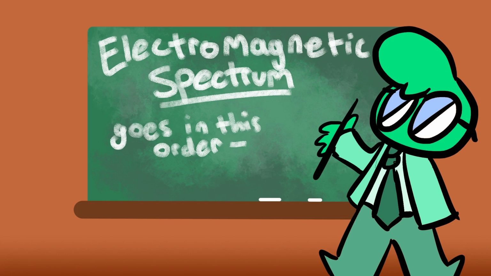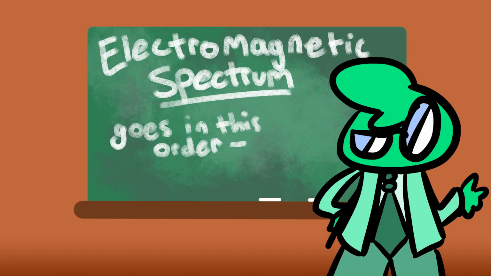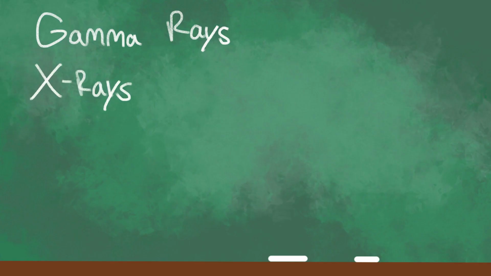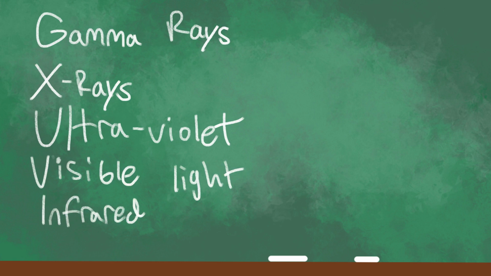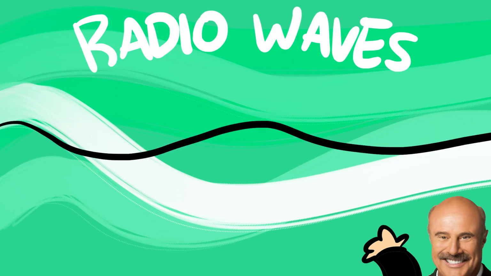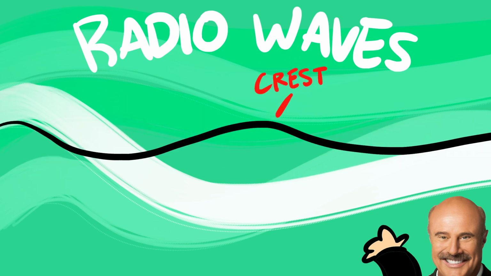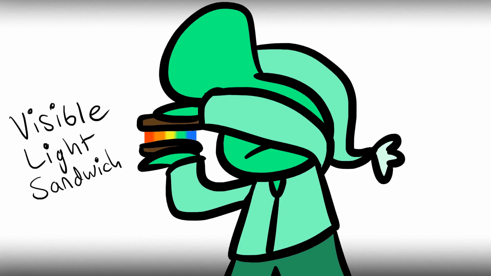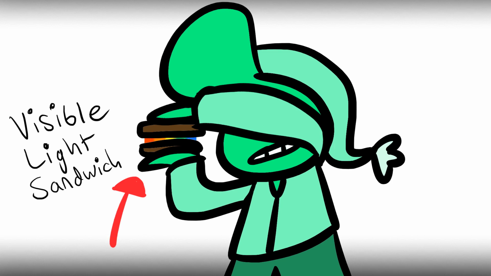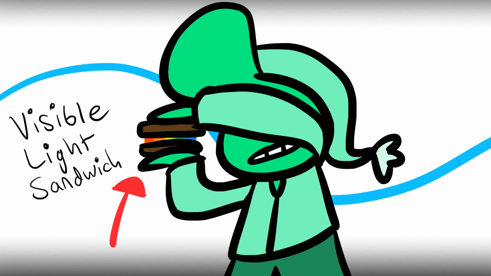The electromagnetic spectrum of waves goes in this order from left to right: gamma rays, X-rays, ultraviolet, visible light, infrared, and radio waves. Radio waves go farther than any of the other wavelengths. The frequencies and crests are farther apart too. Visible light is in the middle of all this, the perfect frequency.